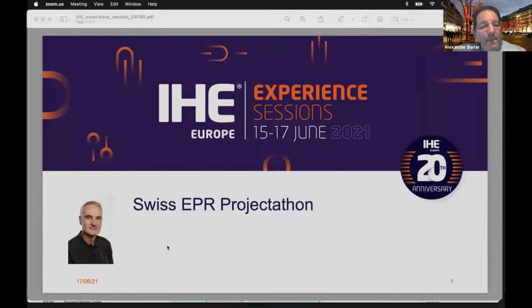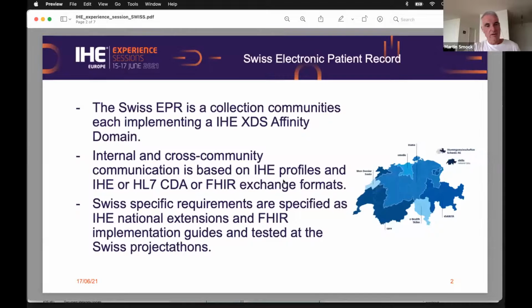Thank you very much for the introduction. Maybe I start with the first slide. Switzerland is in a now 15-year ongoing process of establishing a national exchange infrastructure for all types of medical information, with the involvement of the patient or the healthcare professional, hospitals and so on.